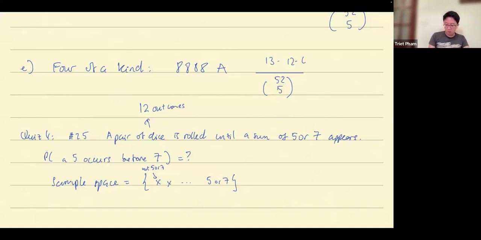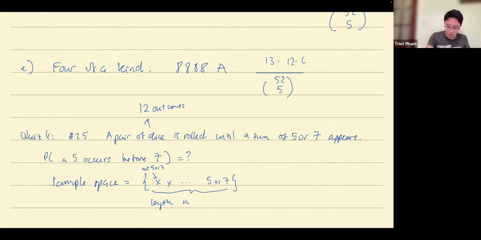But anyway, we're looking at outcomes that are not 5 or 7, not 5 or 7, and then end at 5 or 7, a sequence of length n. These are all the outcomes you're interested in, because you are rolling the dice until you see 5 or 7. You never know when that happens. You just know that you roll until at the end you see 5 or 7. So that's going to be your sample space.